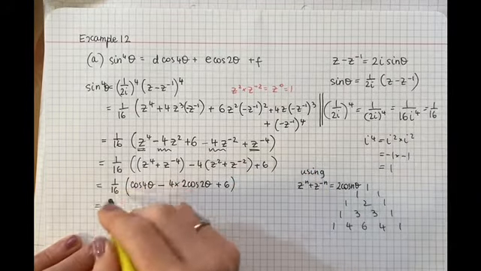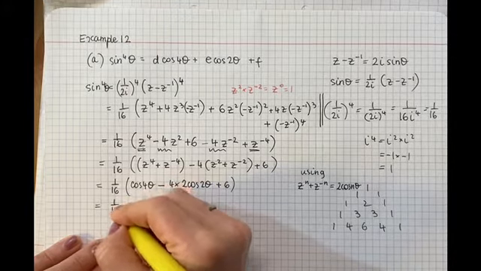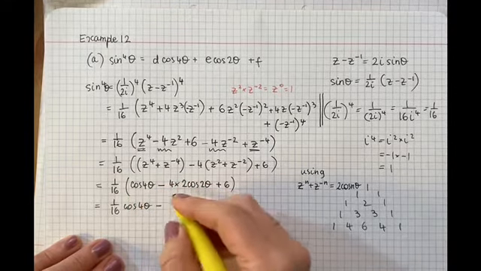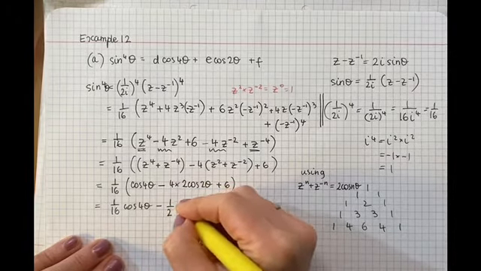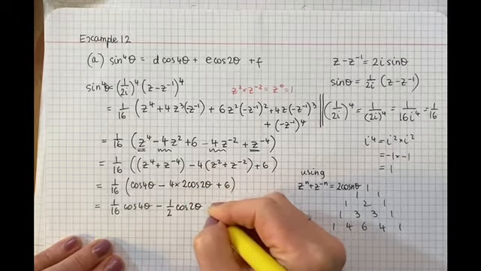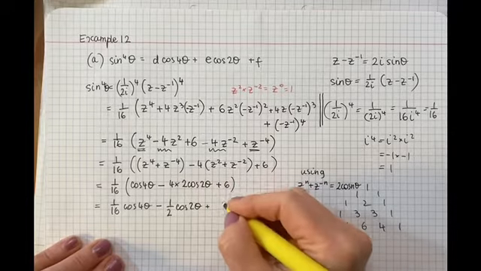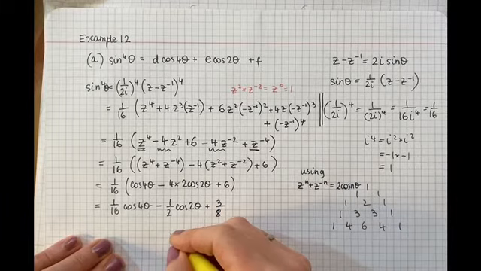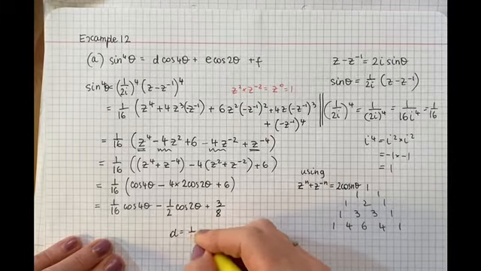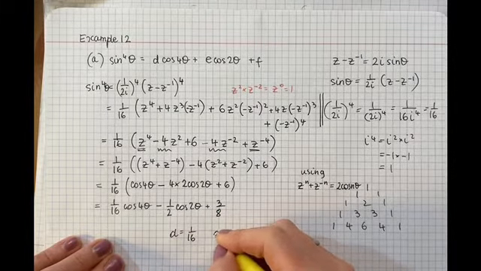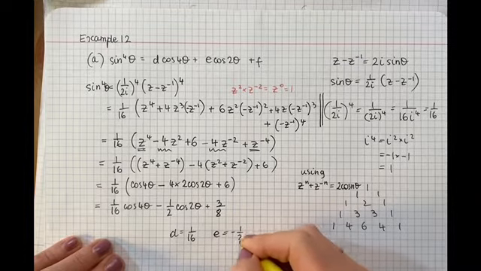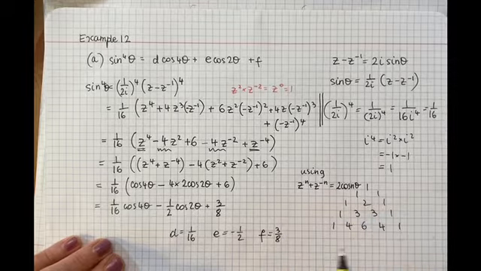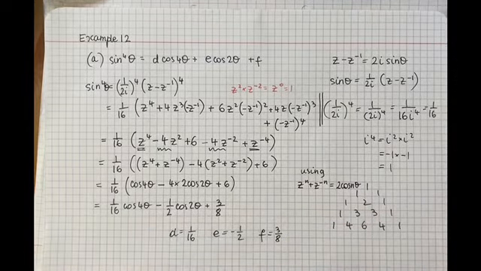So just expand this, you will get 1 over 16 cos 4 theta minus 1 over 2 cos 2 theta, and finally 6 over 16 gives me 3 over 8. So the value of D is 1 over 16, the value of E is minus 1 over 2, and the value of F is 3 over 8. There you go. Job done.